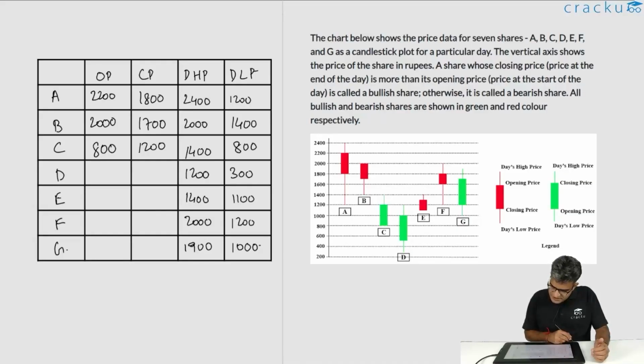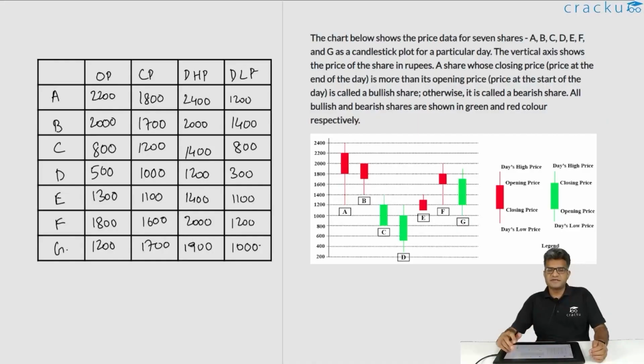D also is bullish, it is green in color, so the opening price is 500 and the closing price is 1000. E is bearish, so the opening price is 1300 and the closing price is 1100. F is also bearish, so the opening price is 1800 and the closing price is 1600. G is bullish, so the opening price is 1200 and the closing price is higher, it is 1700.